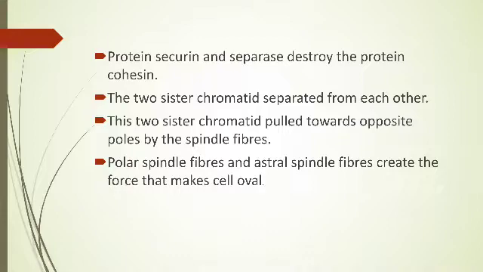And next point, polar spindle fibers and astral spindle fibers. We have seen that kinetochore spindle fibers bind to the centromere, but what is the function of the remaining two spindle fibers? The polar spindle fiber and the astral spindle fiber create forces, and due to those forces, the cell becomes oval. So in the anaphase, you can see the shape of the cell is oval. And why does the shape of the cell become oval? Due to this mechanism.